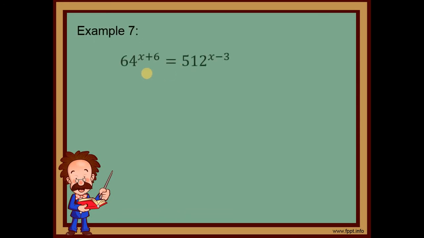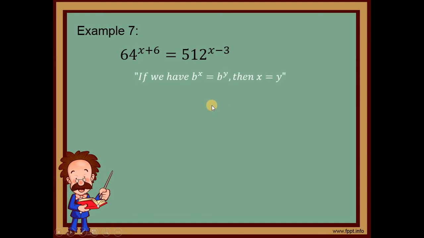Example number 7. We have 64 raised to x plus 6 equals 512 raised to x minus 3. So, again, yung concept natin, same base. Kung same sila ng base, same na sila ng exponent. 64 is 2 raised to 6, while 512 is equals to 2 raised to 9.